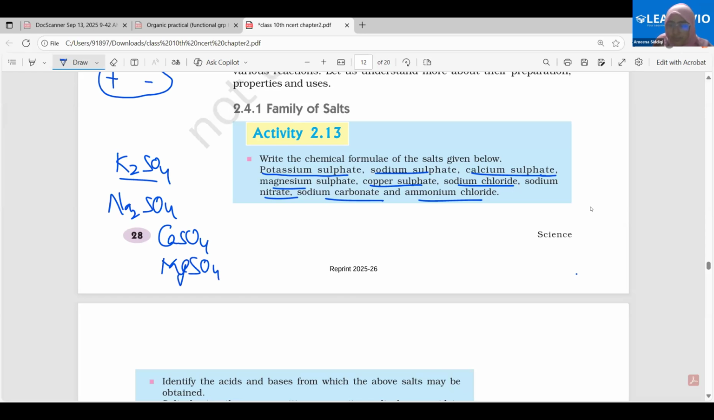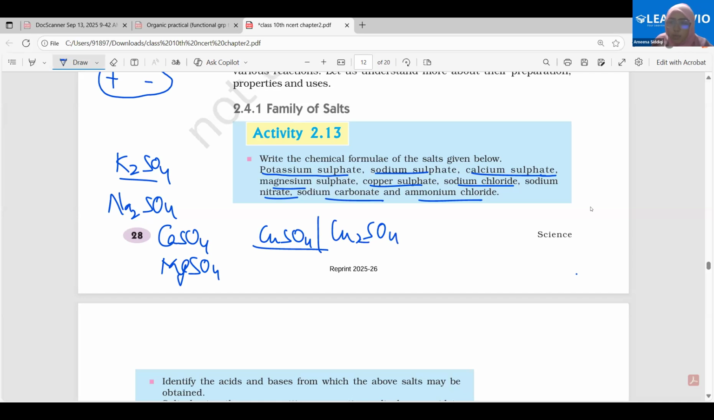Copper sulfate, CuSO4. So here copper is present in which state? +2, +1? It is +2. Had this been present in the +1 state, the formula would be Cu2SO4, right?